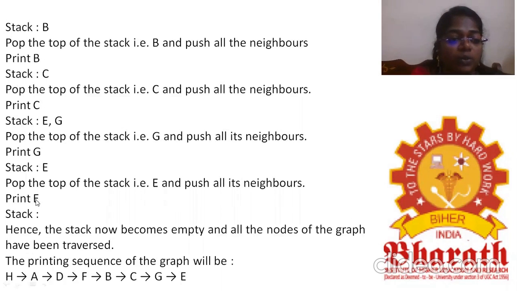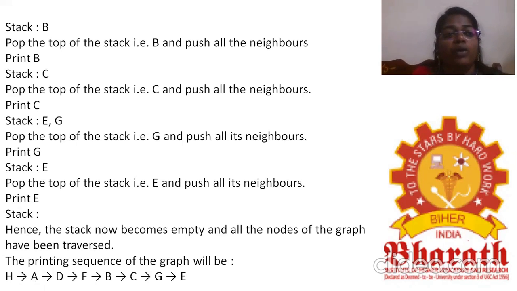So what we will do, just print E, and check whether any node is there inside the stack or not. No node is there inside the stack because we have visited each and every node that is given. So now the stack is empty. We are not having any element on the top of the stack. So what it means? It means we have traversed all the nodes that are given in the graph.